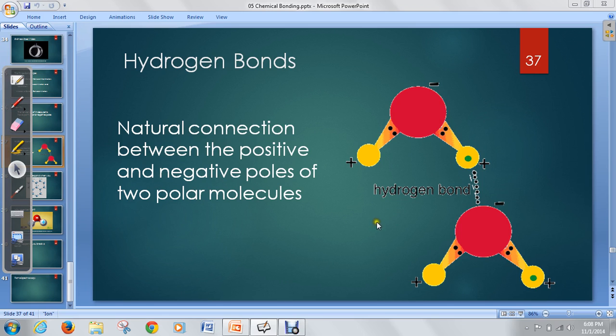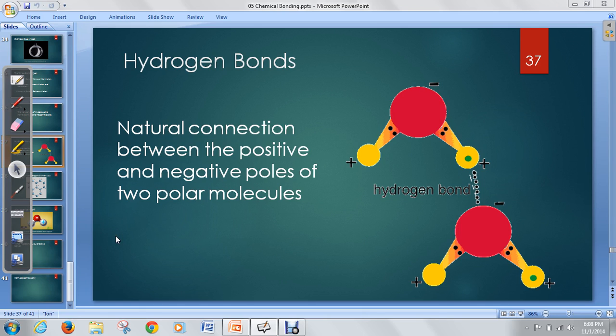Okay, and so this is between molecules, so we call it an intermolecular force or an intermolecular bond, whereas the other ones we've been talking about are intramolecular, within the molecule. Okay, so a hydrogen bond between molecules is intermolecular. Okay, and so again, it's just like a magnet. North and south, positive and negative, they want to line up. Okay, because of this natural connection.